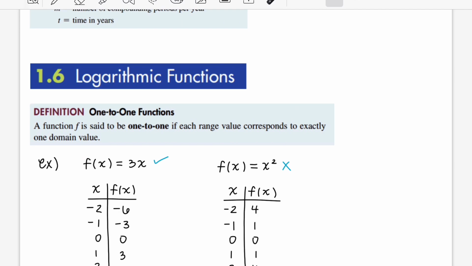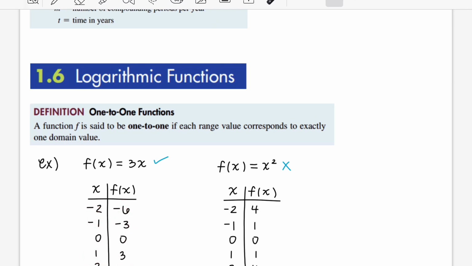Now here are two examples. First, we look at our function f of x is equal to 3x. And so as you can see, this function is one-to-one. Each range value, so all of the values here, correspond to exactly one domain value. So these are the result of only one input here.